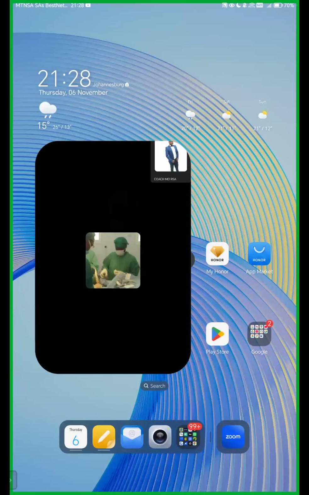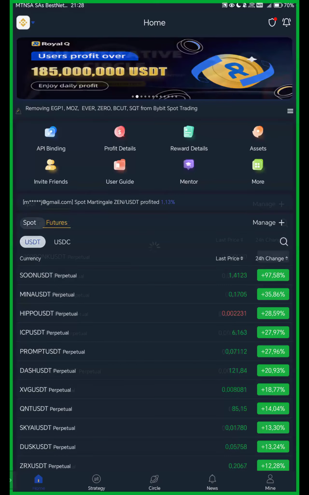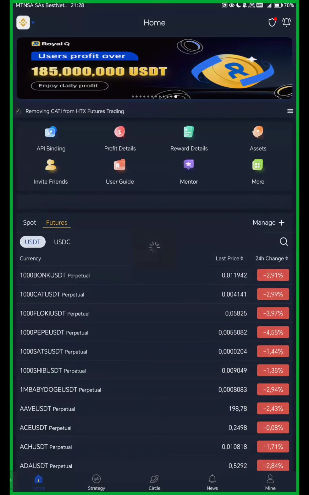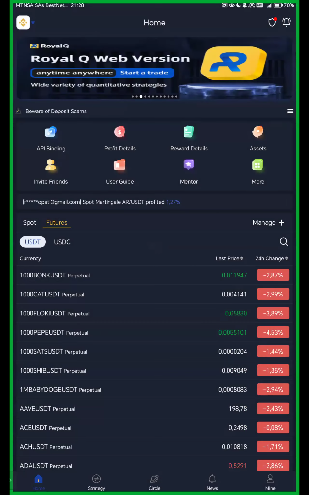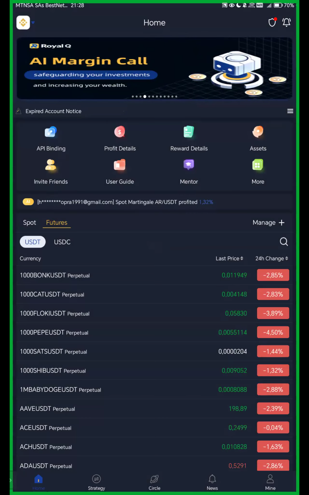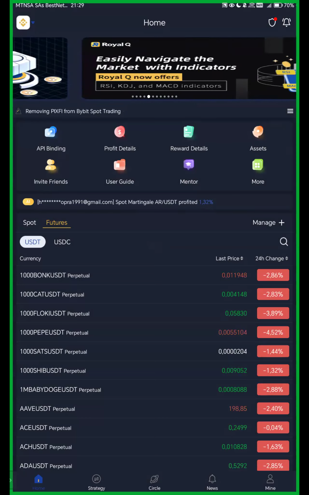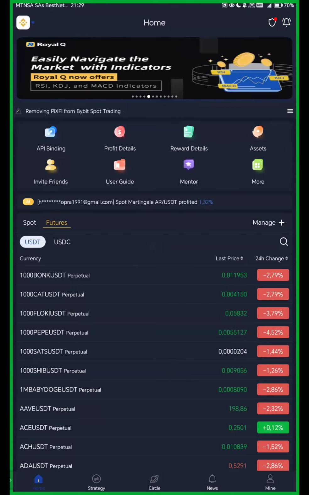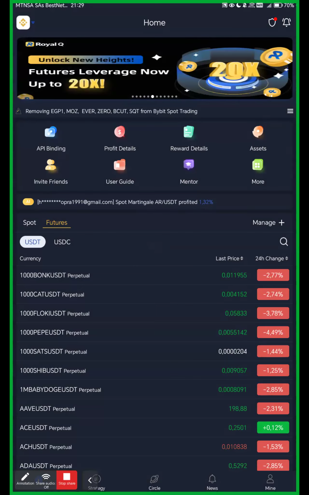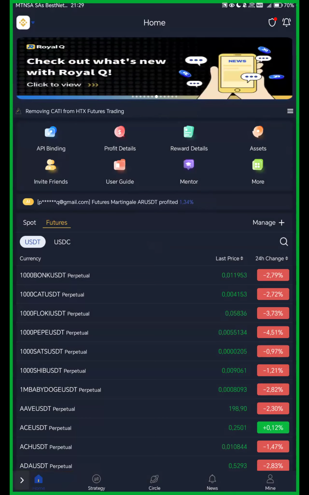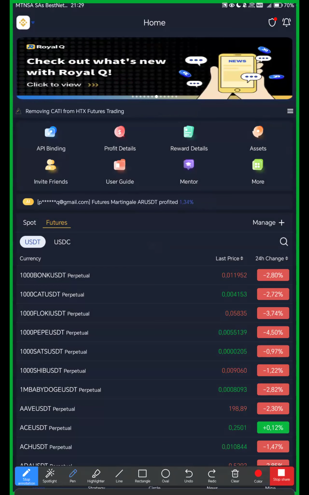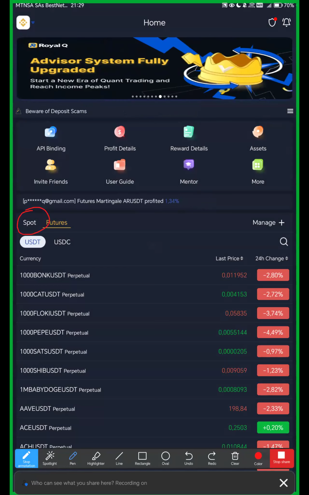So let's come to RoyalQ and set our RoyalQ robot so that it can buy for us using an indicator called the MACD indicator. Now, when you come to RoyalQ here, this is the interface. We do have coins, or pairs, that we trade. These pairs are under the spot market. As you can see here, we have the spot market and the futures market.